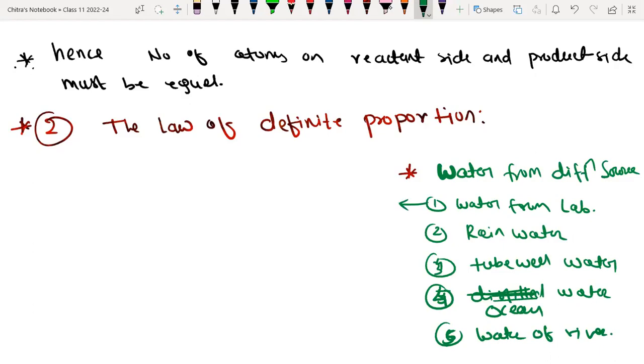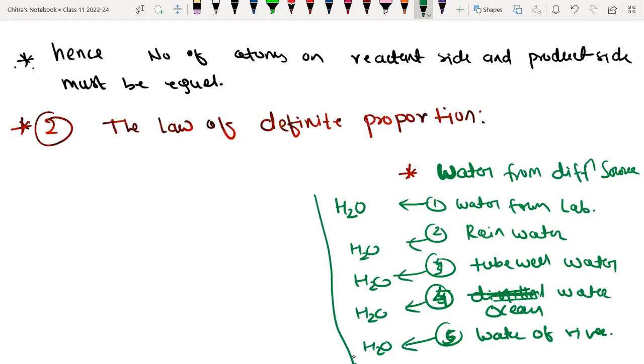If we observe the chemical combination for each water from different sources, there will be 2 hydrogen and 1 oxygen, right? Here the ratio of atoms of hydrogen and oxygen, I'm calculating the atomic ratio, hydrogen to oxygen, so it is 2:1 for all. Is it, everyone?